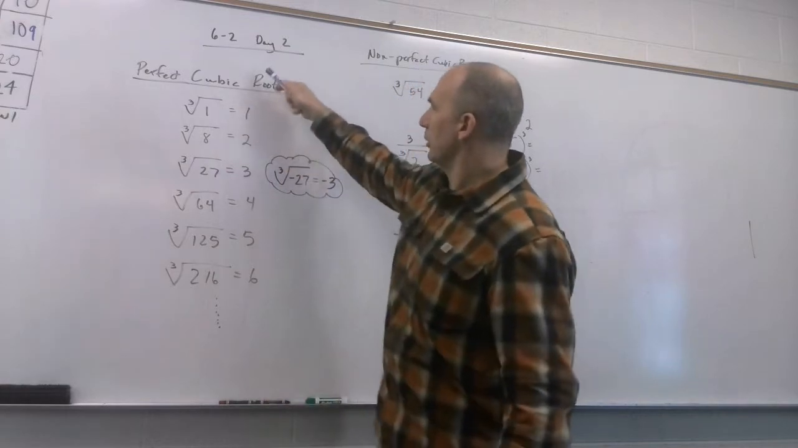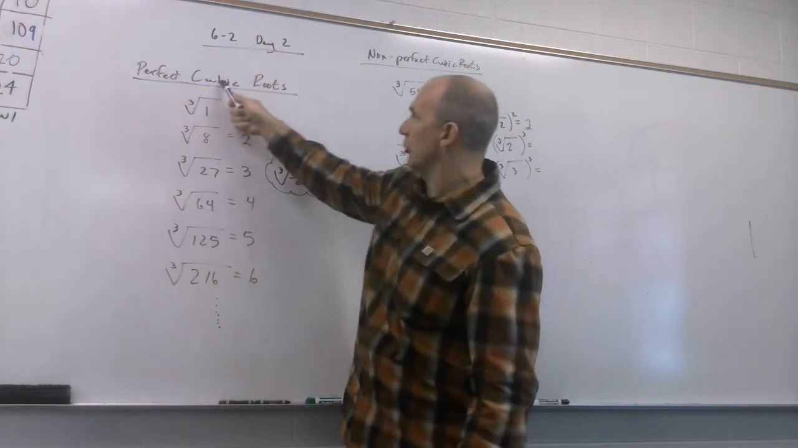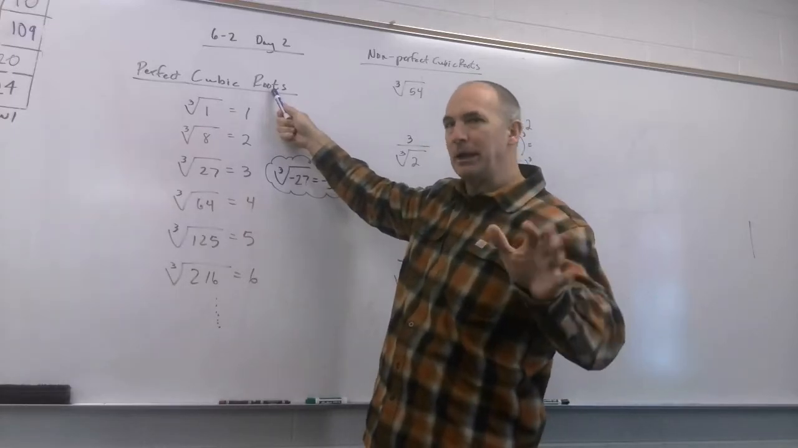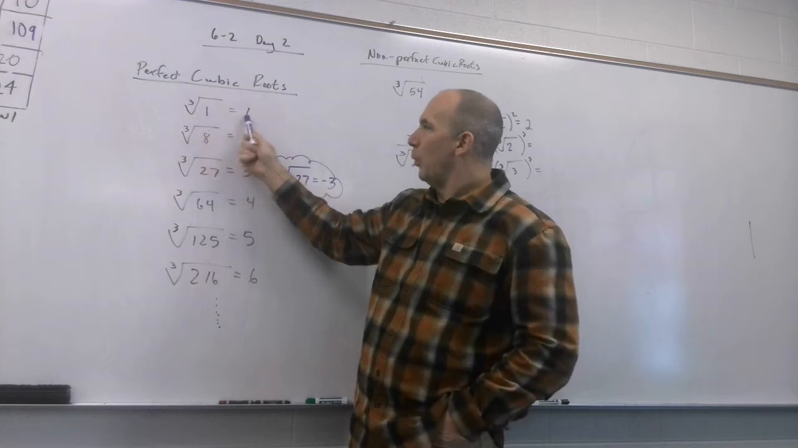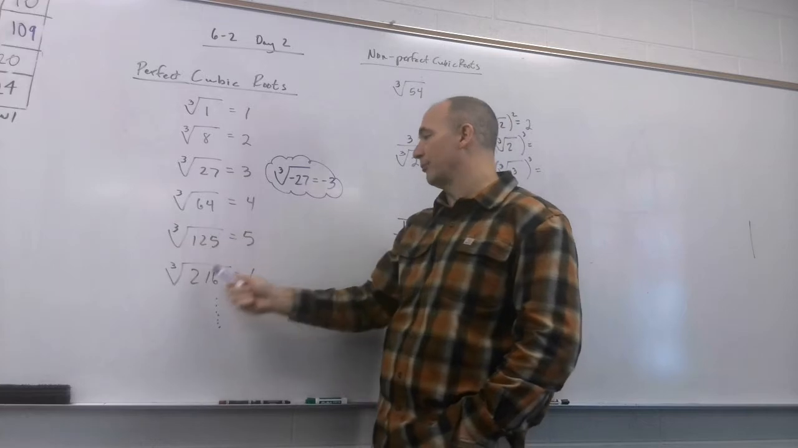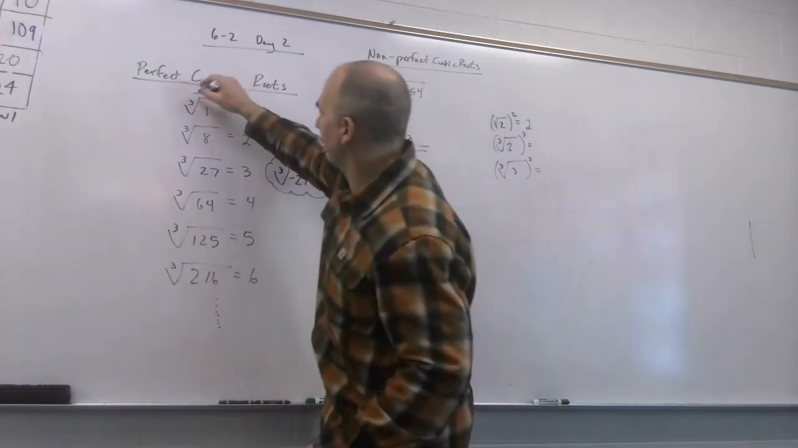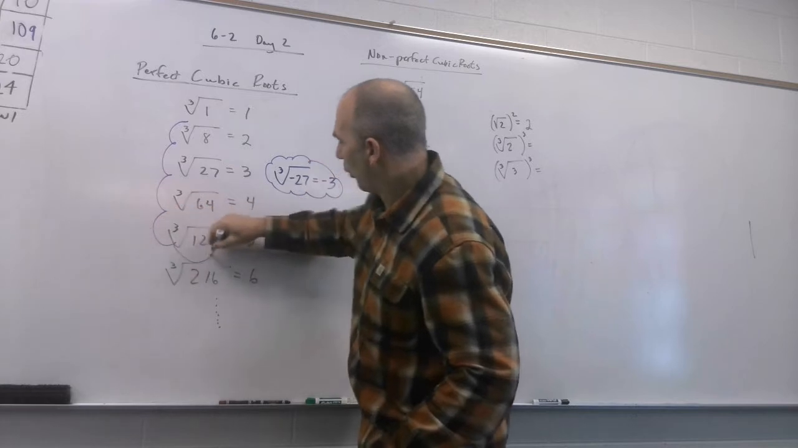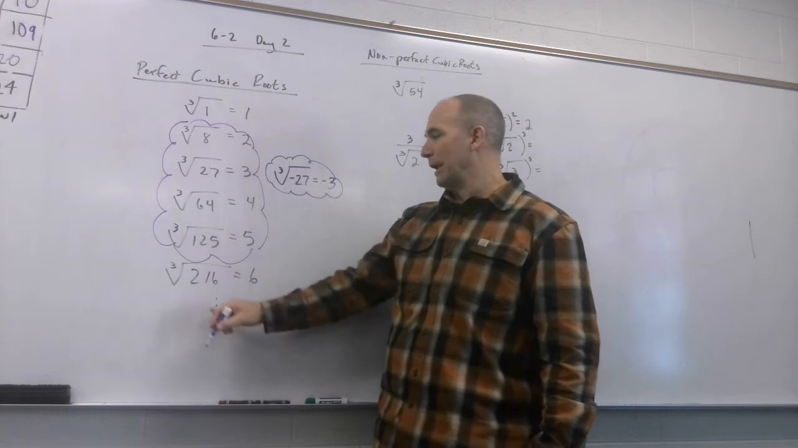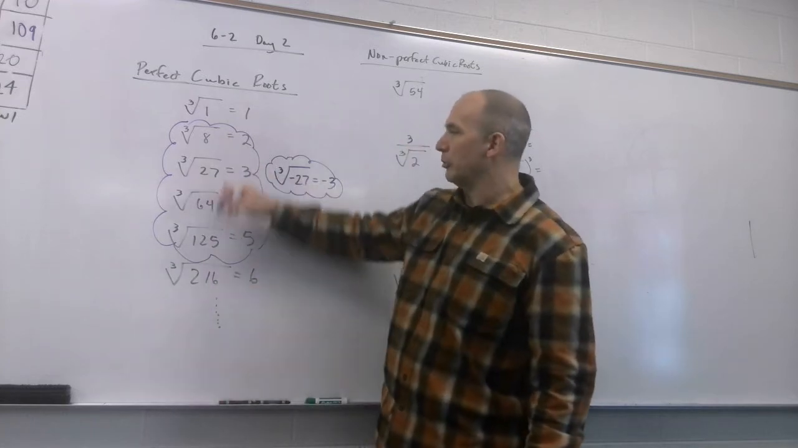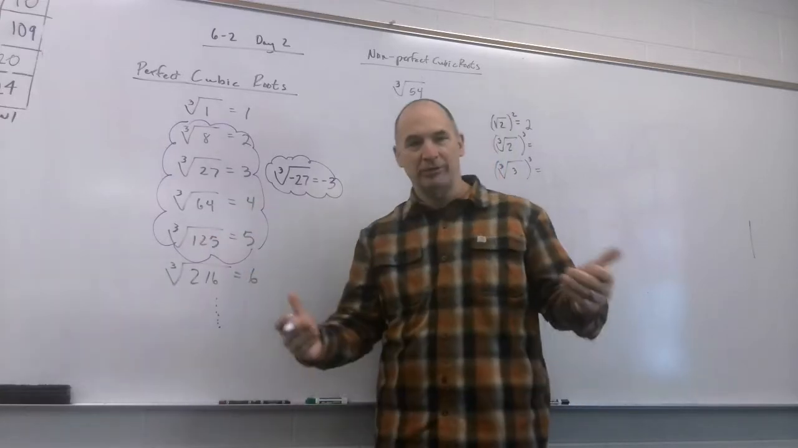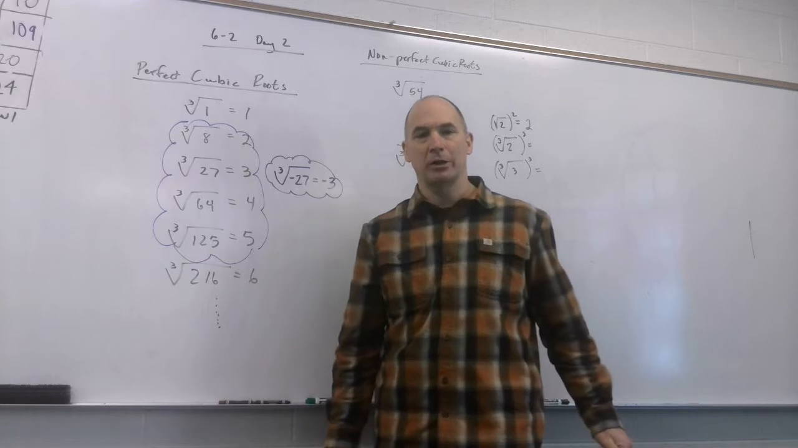So as you can see on the board, 6-2, day 2, perfect cubic roots. That's what we're going to warm you up. You should be somewhat familiar with it, but maybe not. Cubic root of 1, 1. Cubic root of 8, 2. 27, 3, 64, 4, 125, 5, 216, 6. And I would venture to guess that these 4 are going to be the ones that you're going to see most often, okay? And it goes on forever and ever, but cubic roots, these are the real foundational ones that you're going to see kind of pop up over and over in this particular class.